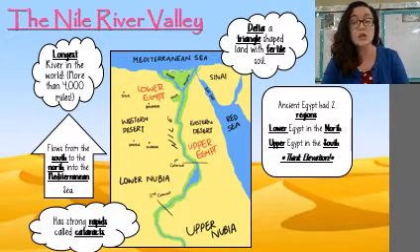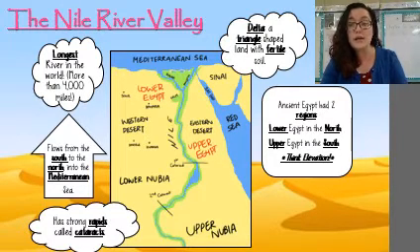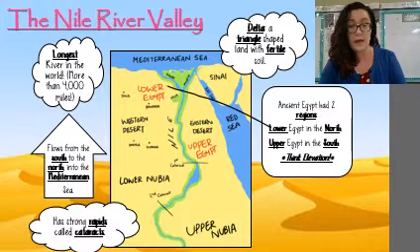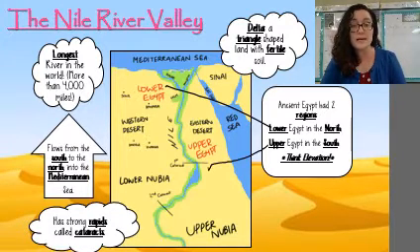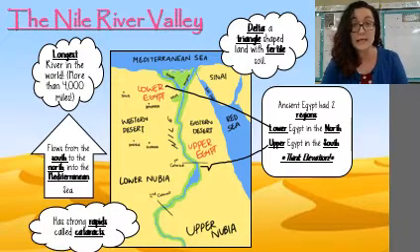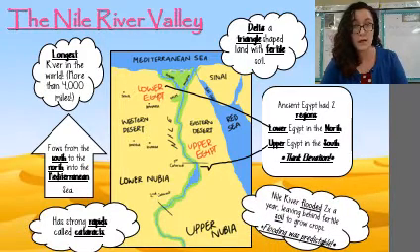We have Lower Egypt in the north because it is lower in elevation, okay? Lower Egypt in the north. And we have Upper Egypt because it is higher in elevation in the south, okay?